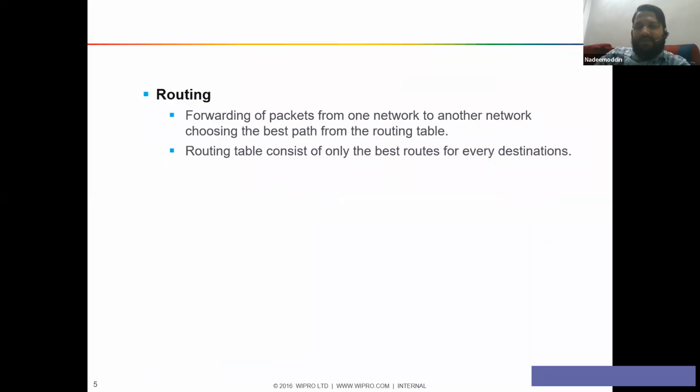A router does routing: forwarding of packets from one network to another network, choosing the best path from the routing table. The routing table consists of only the best path. So what is the routing table? It is like your brain. Let's think you are standing at Mehdipatnam at the PSF office and you want to go to Malakpet. In your brain, what are the available options? Let me tell you how you can choose the path.